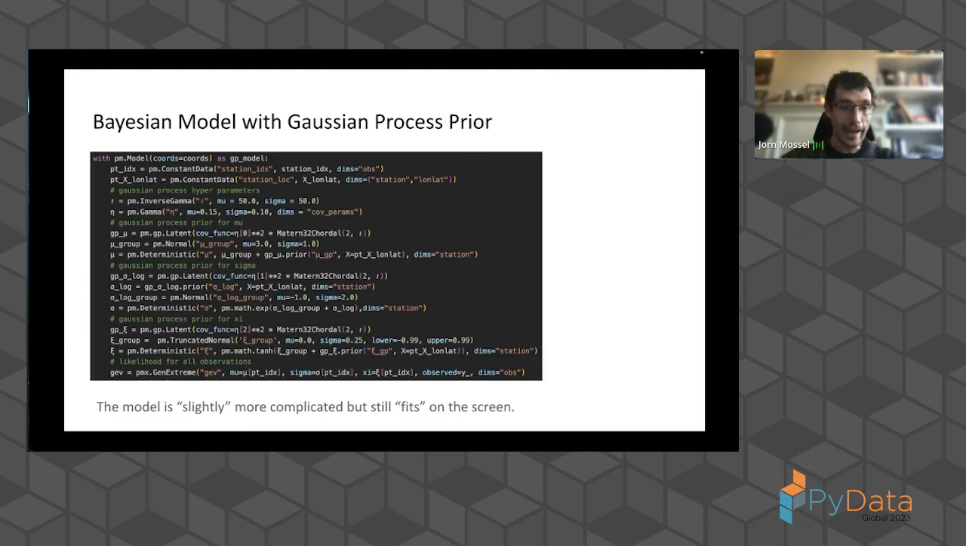So how does that look in PyMC? Slightly more complicated, but the structure is still the same. This is just specifying where the stations are, some constant data, some hyperparameters, not super relevant. And then these are my prior distributions, which I had before. I have one for mu, sigma, and psi. And now I'm specifying that they depend on a Gaussian process, which depends on the coordinates for each of the stations.